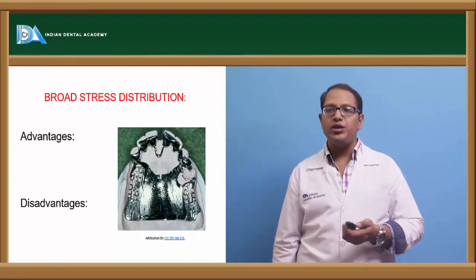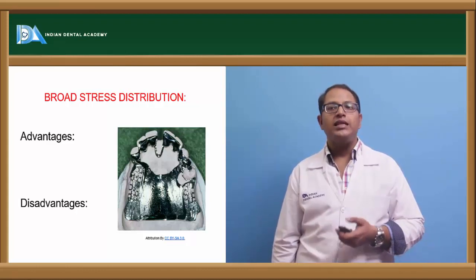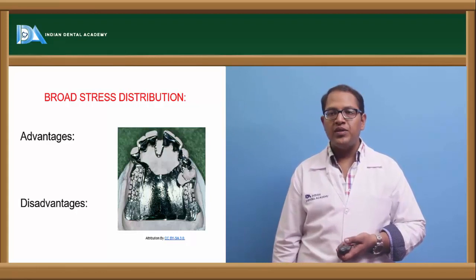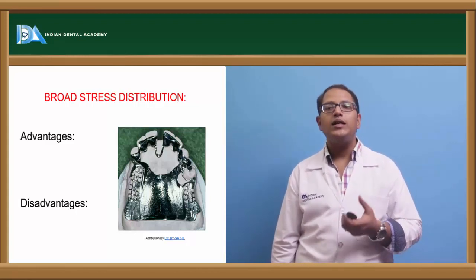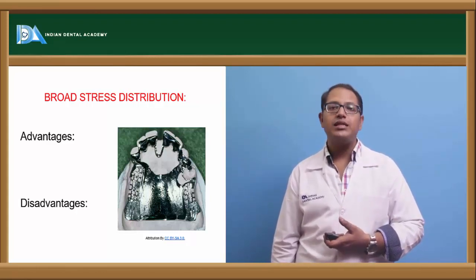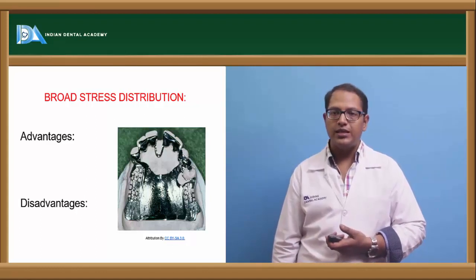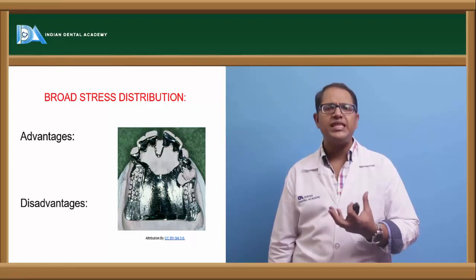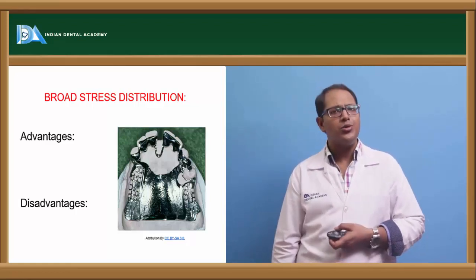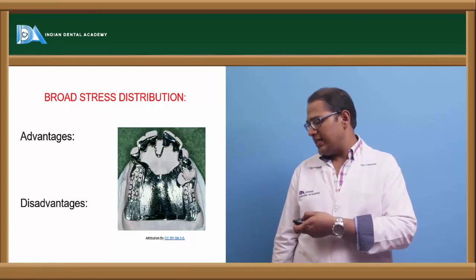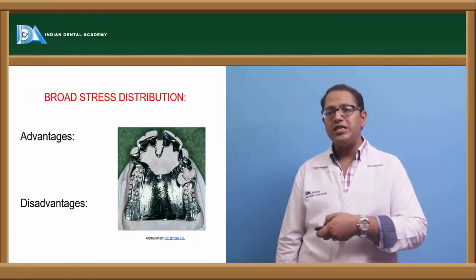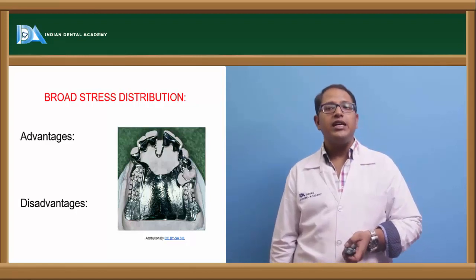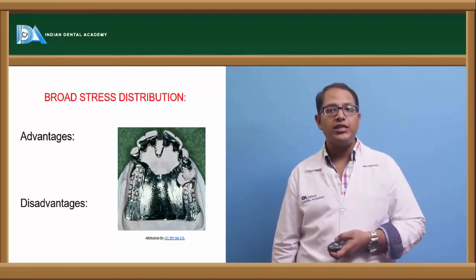Now the advantages: it reduces the forces on the abutment teeth. The health of the oral tissue and the abutment teeth is maintained as well. An additional rest seat or direct retainer reduces lateral forces onto the abutment teeth, and it also acts as a splint. There are some disadvantages with broad stress distribution as well. You can see such a big area is covered, so oral hygiene maintenance is very difficult. Due to the greater amount of soft tissue coverage, it causes discomfort to the patient as well.